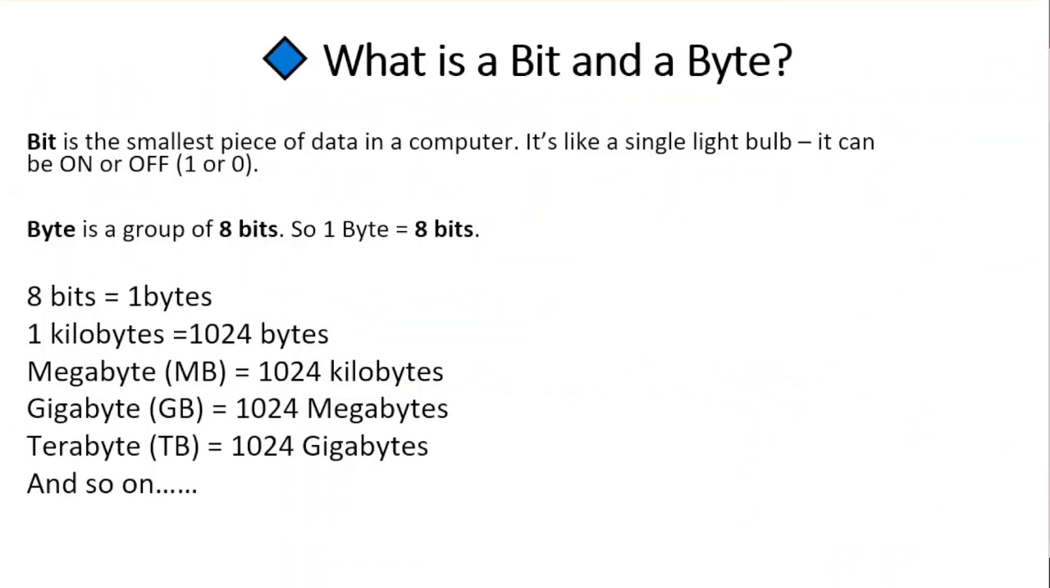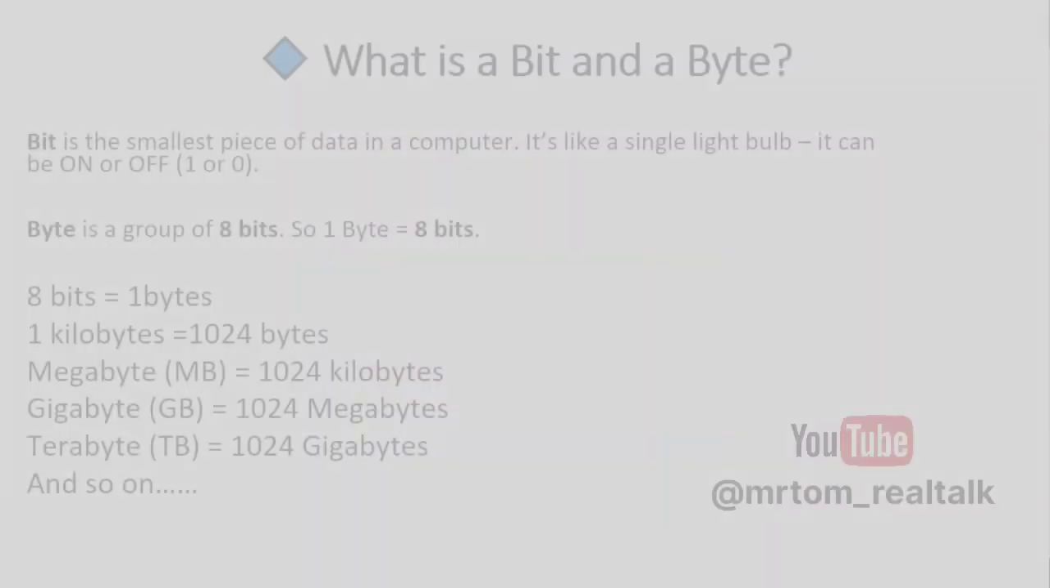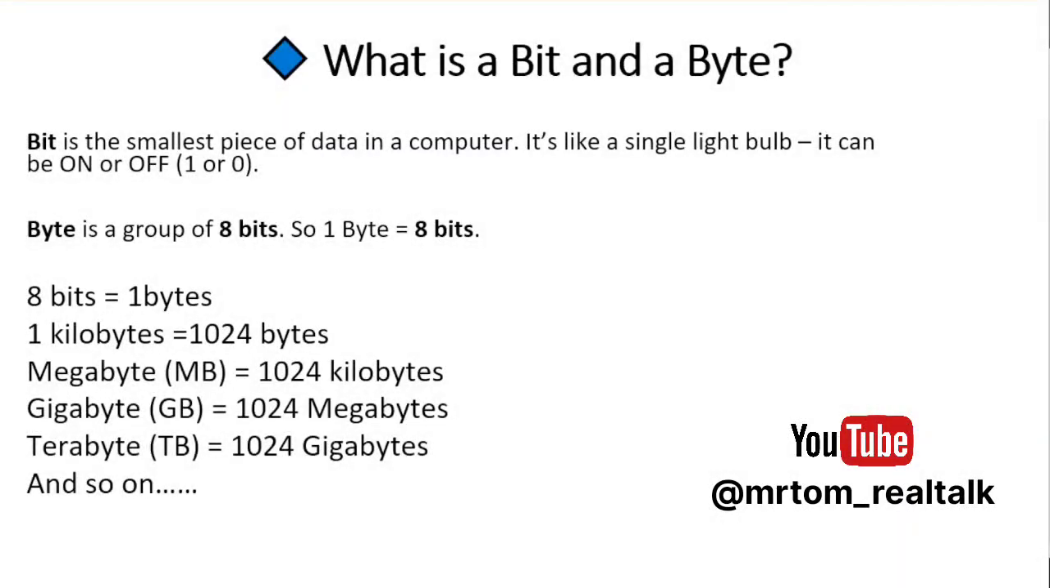Okay, so what is a bit and a byte? A bit is the smallest piece of data in a computer. It's also the smallest unit of measurement in a computer or used in measuring data. It's like a single light bulb. It can be on or off, or it can also be either 0 or 1.